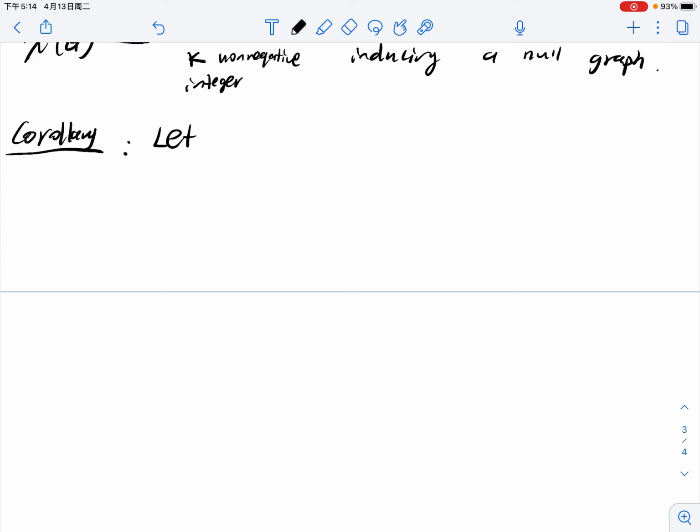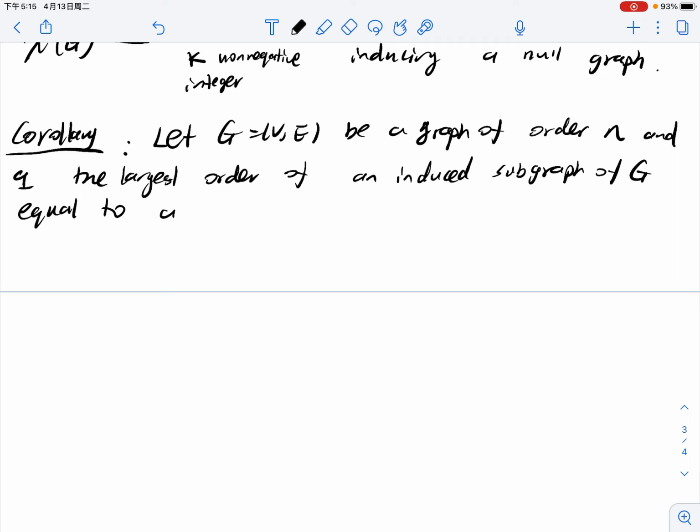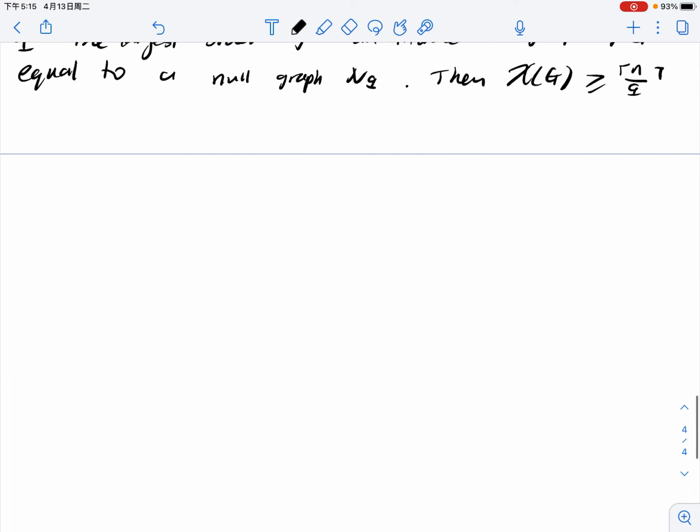So in other words, we have the following corollary. Let G be a graph of order n and q the largest order of an induced subgraph of G equal to a null graph Nq, then chromatic number is greater than or equal to the ceiling of n over q. So the proof is easy.